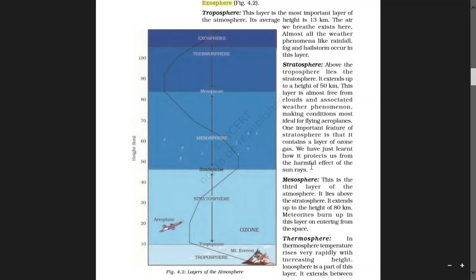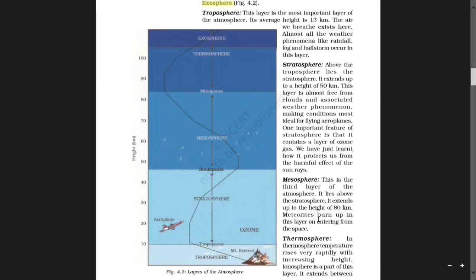Now let us see the third layer, that is called Mesosphere. Above stratosphere you find Mesosphere, another layer. This is the third layer of the atmosphere. It lies above the stratosphere, okay. Mesosphere is the third layer of the atmosphere, and it lies above the stratosphere. It extends up to the height of 80 kilometers.